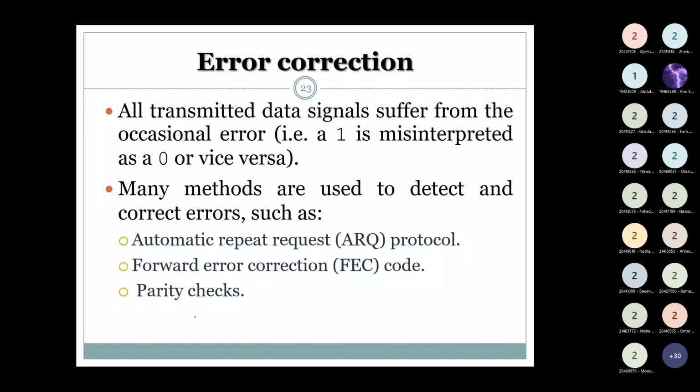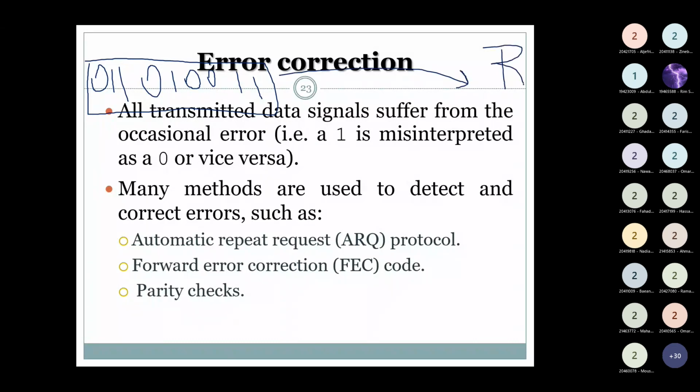So once we have done the sampling and the quantization, we will have a stream of bits: 0, 1, 1, 0, for example, 1, 0, 0, 1, 1, etc. This stream of bits needs to be transmitted from the transmitter to the receiver.